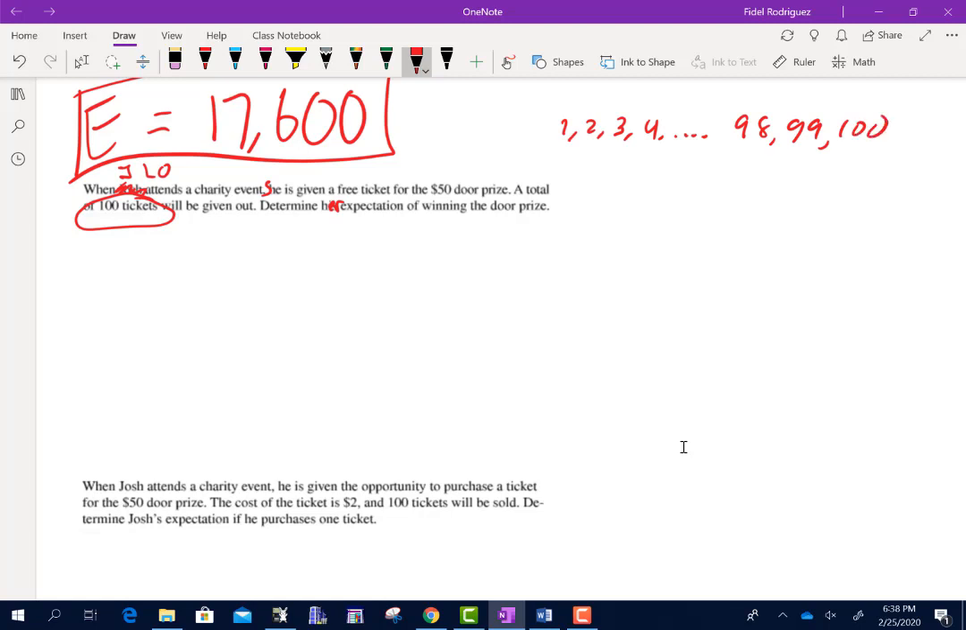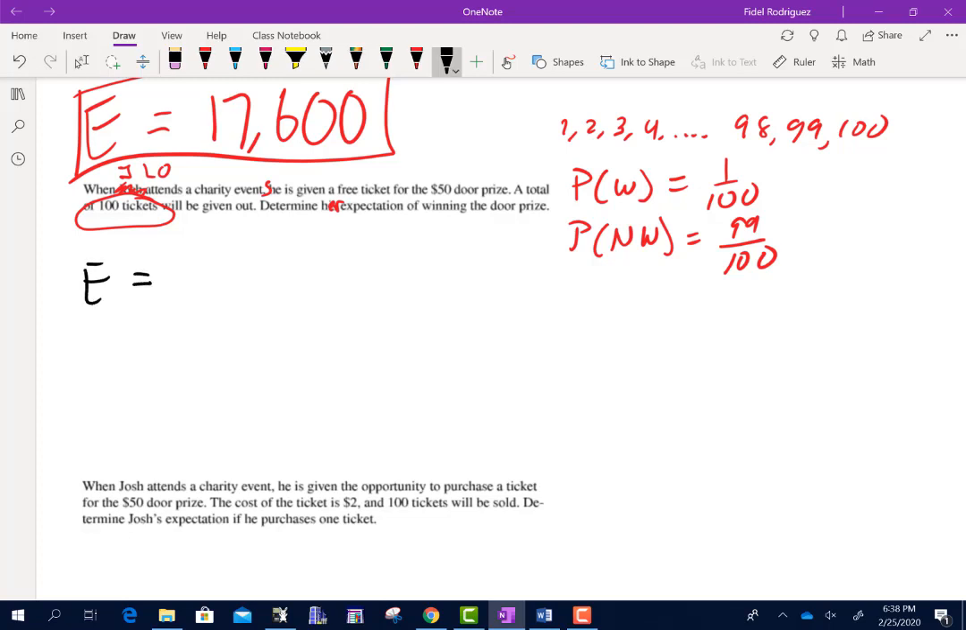Okay, there's 100 of them. The probability that we're going to win is 1 out of 100 because there's one winning ticket. Okay? The probability that we're not going to win, well, if one of them is the winning ticket, the other 99 aren't. Okay? All right, so let's find our expectation.